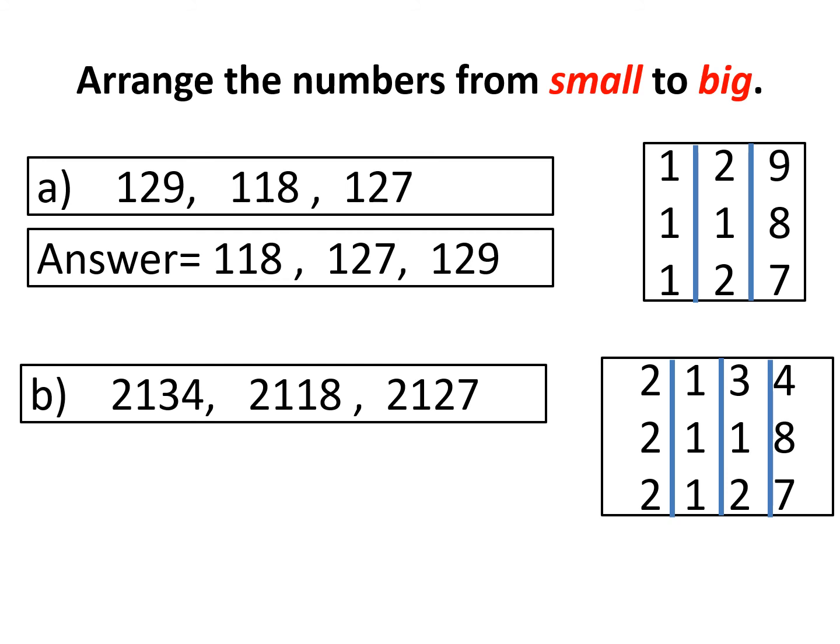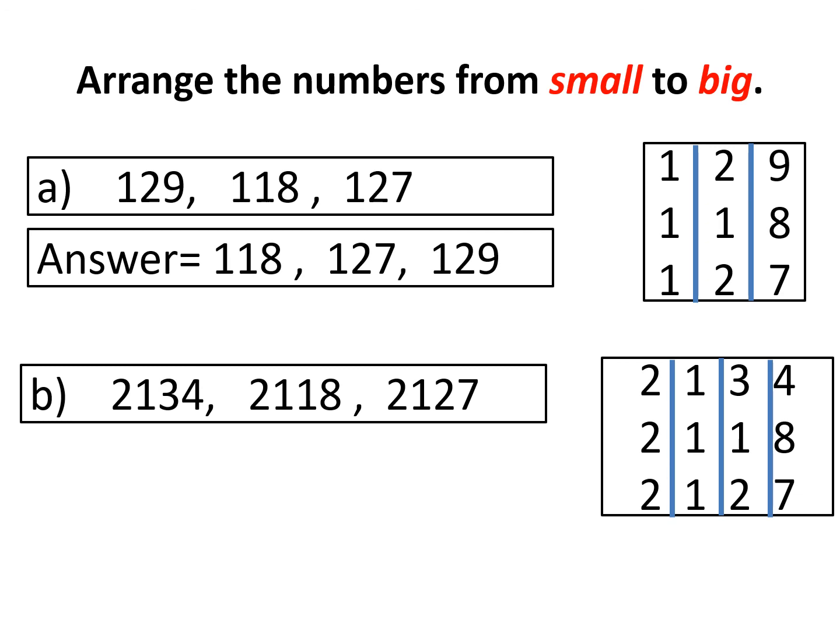How about the third one? 3, 1, and 2. They are not the same. The question wants you to find the small one first. So 3, 1, and 2, the smallest is 1, isn't it? So you cancel 2118 already. Cancel that one. And then you move to the fourth column, no, excuse me. You use the third column first.